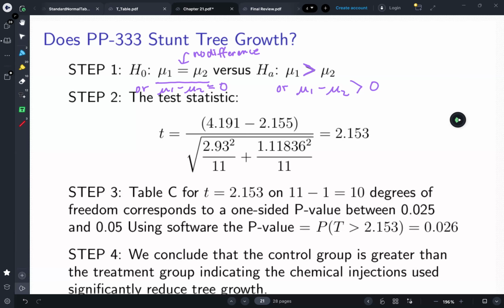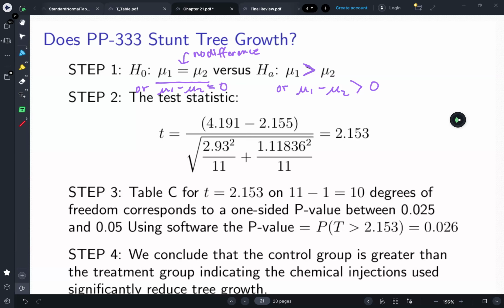So the null is that they're equal, or their difference is equal to 0, versus mu1 is greater. That means the ones without the injections, right? That without the injection sprays, they're greater lengths than mu2. It's what they want to know. And so the difference would be greater than 0. And then we calculate, just plug in the measurements from the data for the test statistic.